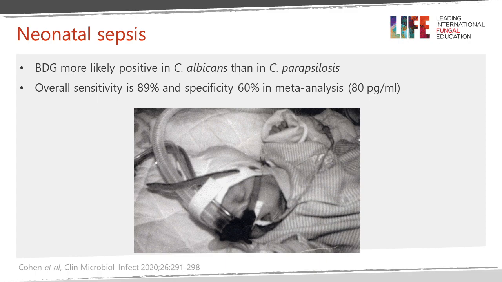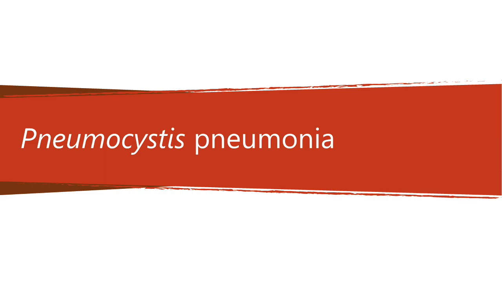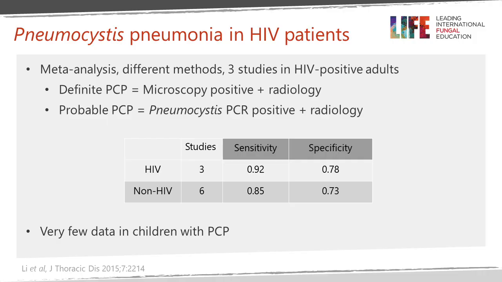There's been a little bit of work on BDG for neonatal sepsis, partly because of the need to diagnose invasive candidiasis early. And as you know, this disease is particularly caused by Candida albicans or Candida parapsilosis, and the overall sensitivity was greater for albicans than parapsilosis. The sensitivity was 89%, specificity was 60%, so not as specific and not as good at excluding the diagnosis in this group of patients.